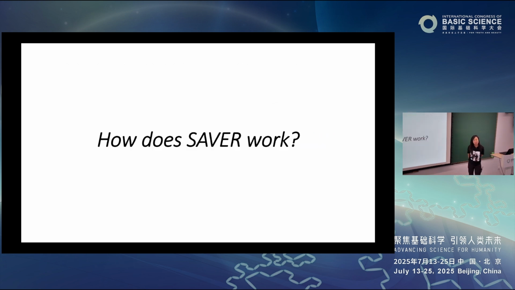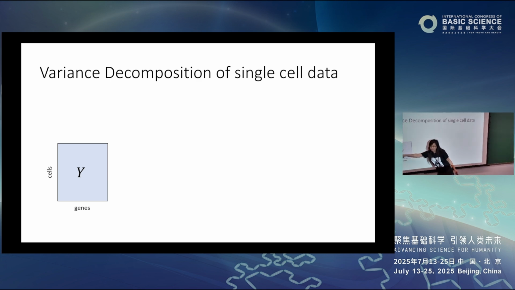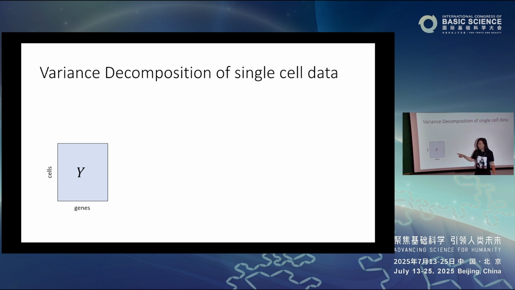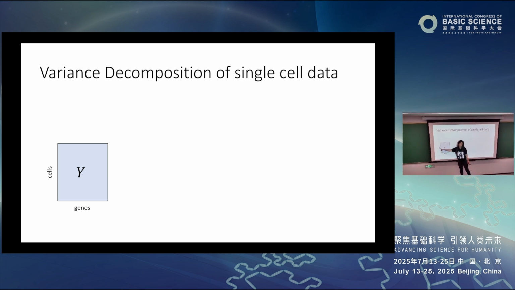So how does it actually work? The idea behind SAVOR is really simple. What it does is a variance decomposition of single cell data. Here the data, as I told you, is a matrix. Each row is a cell, each column is a gene. There are about 20,000 genes in our genome, and at the time it was published, each experiment was about a few thousand cells. Now it's millions of cells.